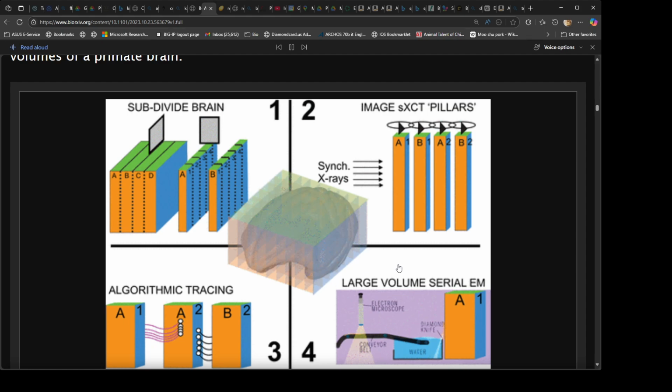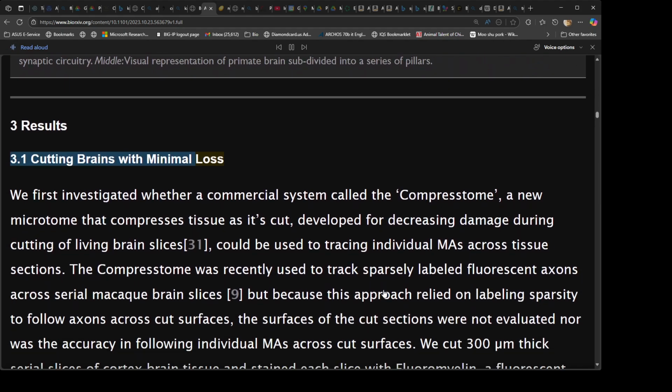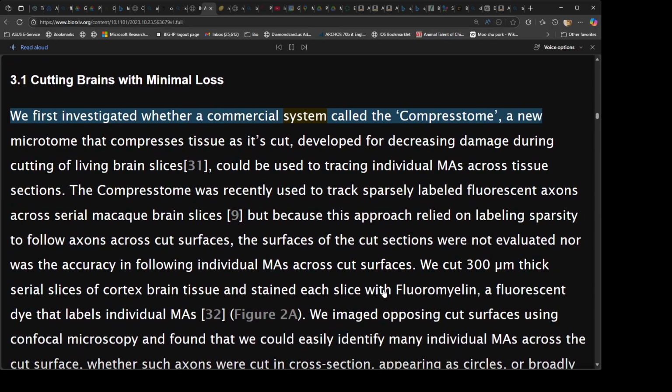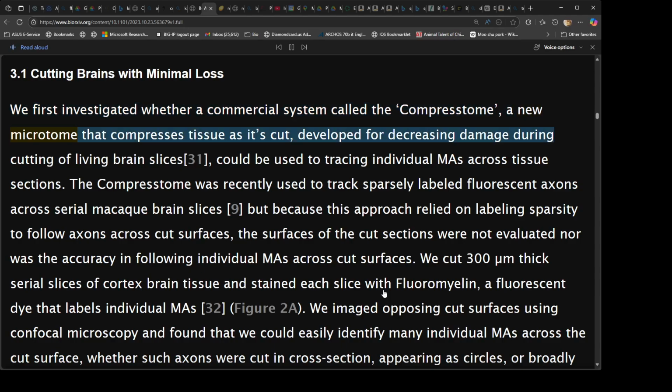3. Results. 3.1 Cutting brains with minimal loss. We first investigated whether a commercial system called the compresstome, a new microtome that compresses tissue as it's cut, developed for decreasing damage during cutting of living brain slices (31), could be used for tracing individual MAs across tissue sections. The compresstome was recently used to track sparsely labeled fluorescent axons across serial macaque brain slices (9), but because this approach relied on labeling sparsity to follow axons across cut surfaces, the surfaces of the cut sections were not evaluated, nor was the accuracy in following individual MAs across cut surfaces.